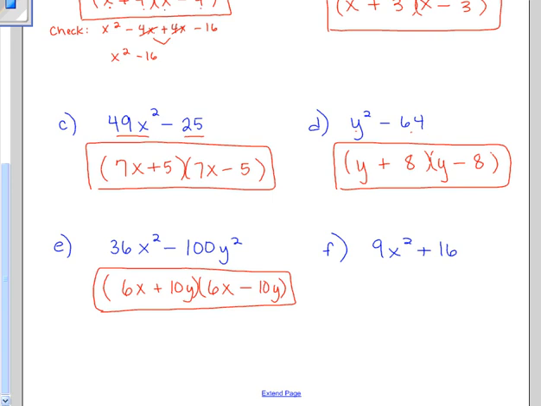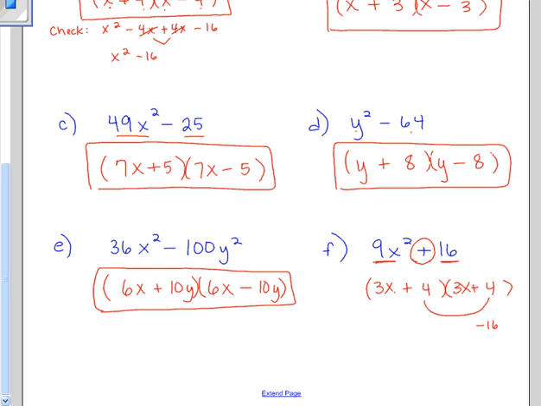Okay, if I look at F, 9x squared plus 16. 9 is a perfect square. 16 is a perfect square. But this is actually going to be prime because of this plus sign. If we try to work it out, the square root of 9x squared is 3x. The square root of 16 is 4. If I make one positive, one negative, when I check this, that would give me a negative 16, which I do not have in the problem.